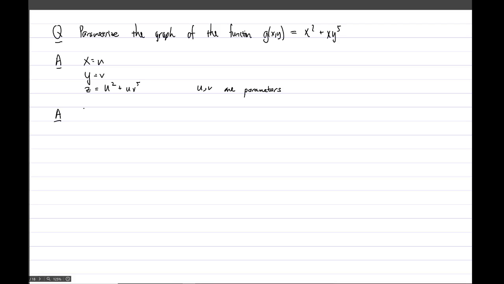But a second answer, in line with the type of thing that we just saw a moment ago in the previous example, is how about we just use x and y as the names of the parametric variables. Then you'll have z is equal to x squared plus xy to the fifth, and you'll see really nothing much happened here. Now we're just using x and y. x and y are the parameters.